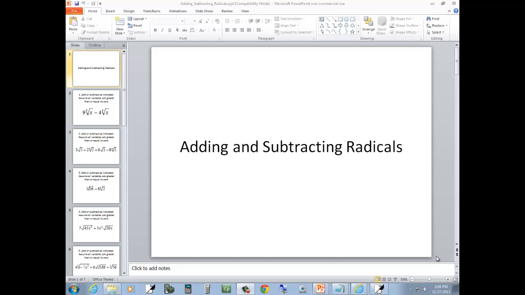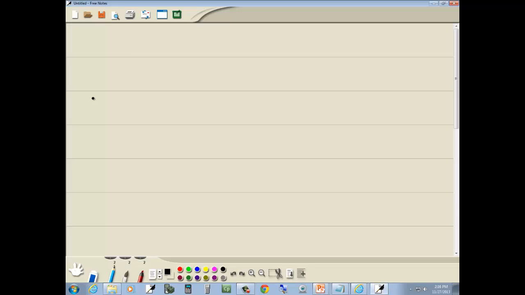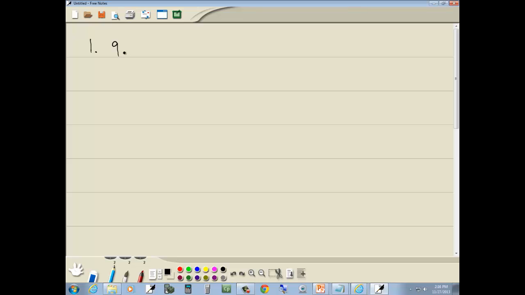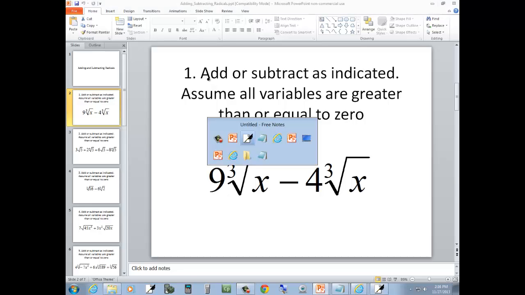Take a look at adding and subtracting radicals. Let's look at our first problem. We've got 9 cube root of x minus 4 cube root of x. The instructions say add or subtract as indicated. Assume all variables are greater than or equal to 0.